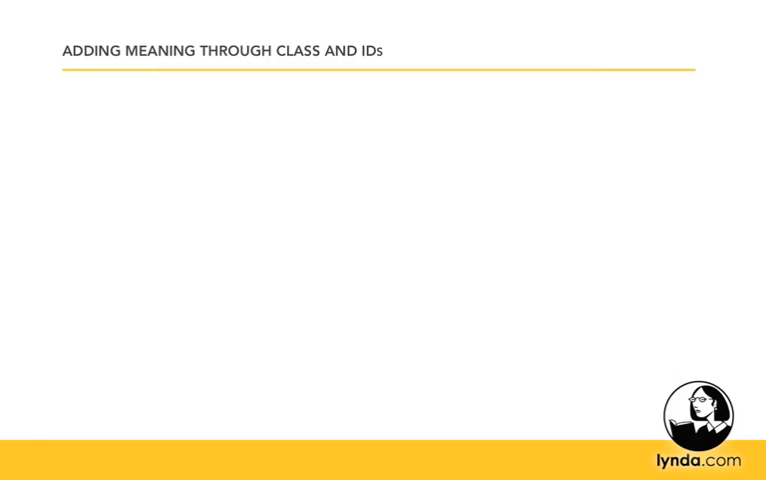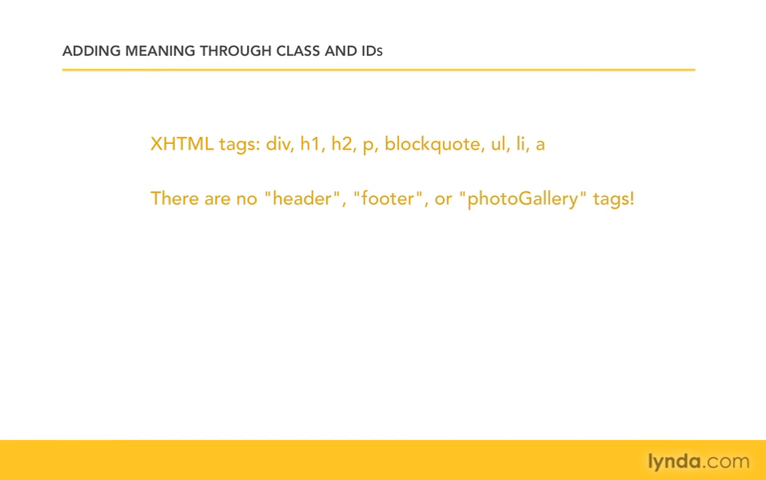Although XHTML has many meaningful tags, it doesn't have enough to convey all of the meaning we're trying to convey in our code. The one advantage about XML, for example, is that if I need a tag to describe my trips, I can just make one. In XHTML, we have a fixed set of meaningful tags to work from. There is no header, footer, or photo gallery tags, even if I have those elements on my page.